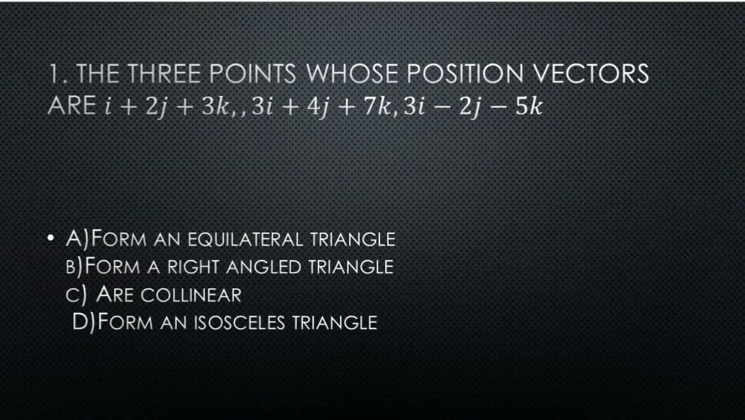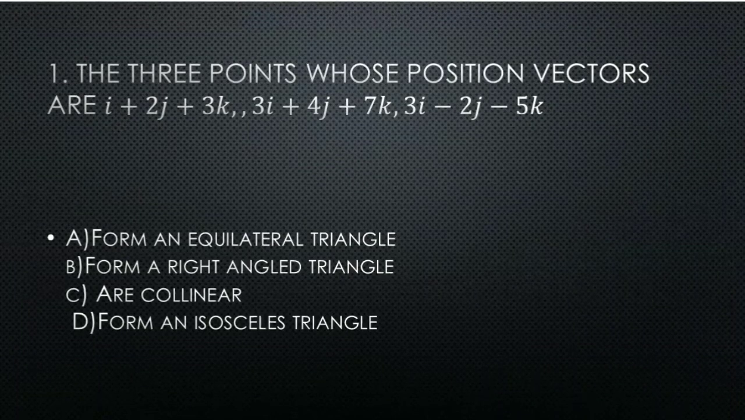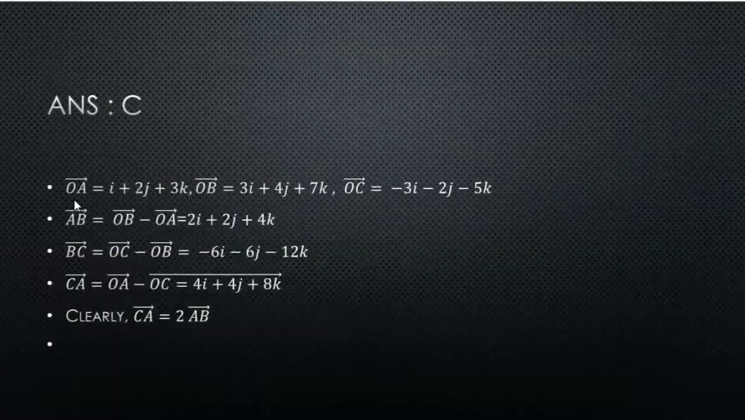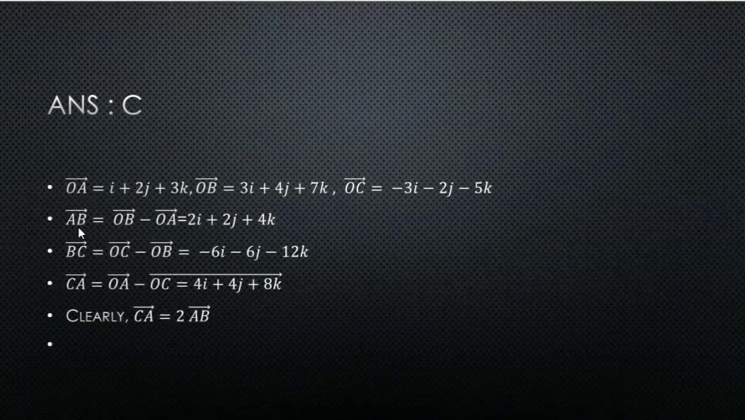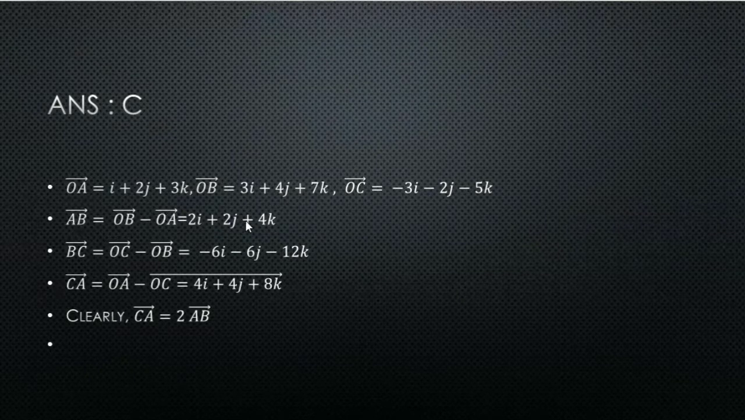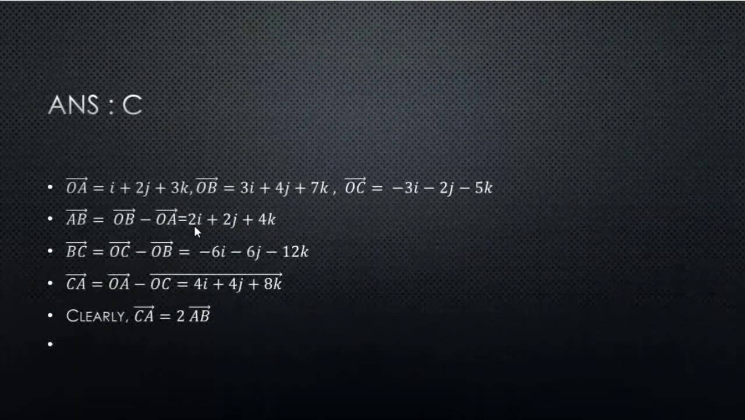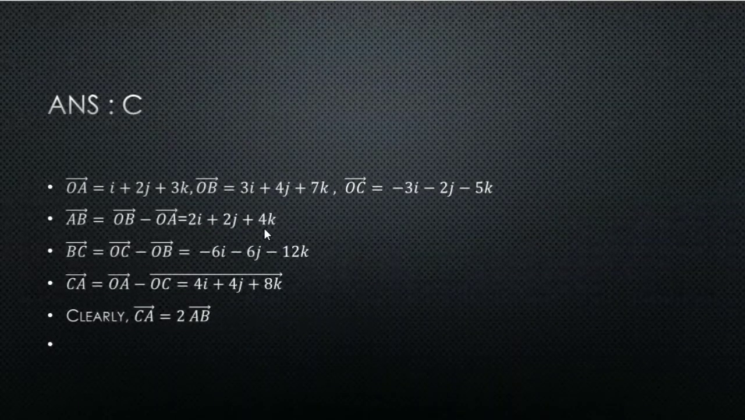Now for this, see here, AB, BC and CA vectors are not given. For that we need to first find the AB, then BC and CA vectors. See here, if I want to find the AB vector, by using the triangle law you can write this, or else directly, the AB vector is nothing but the OB vector minus the OA vector. So if you subtract those two, you will get 2i plus 2j plus 4k.